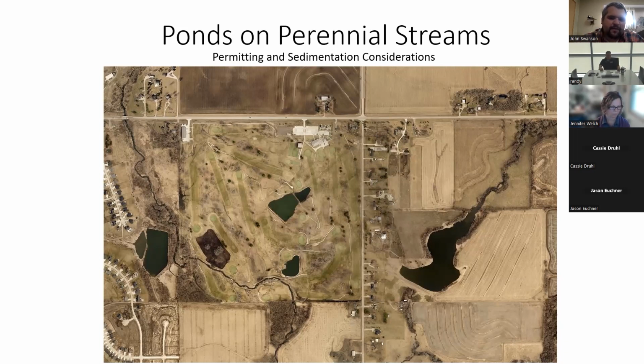So just really think about whether there is a stream flowing into your pond. And if you want to build a pond and there's a stream there, really reach out to some conservation professionals and start that conversation to make sure you know what you're getting into and avoid any of those issues down the road. We'll go to the next slide, Jen.